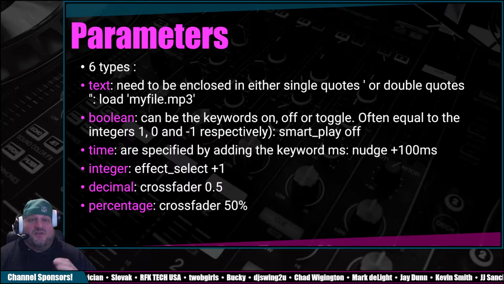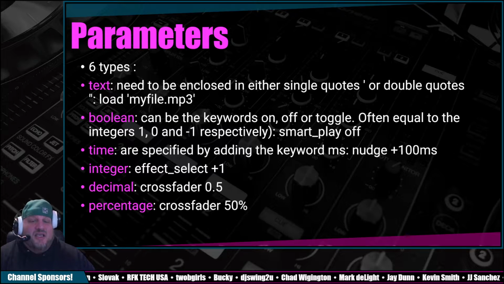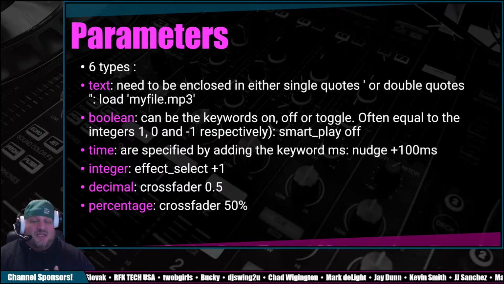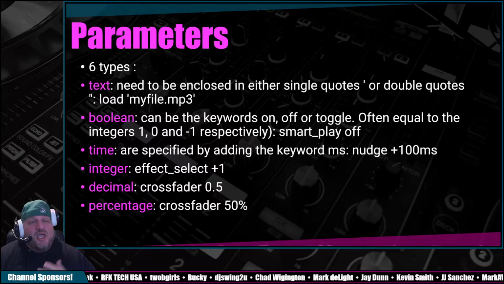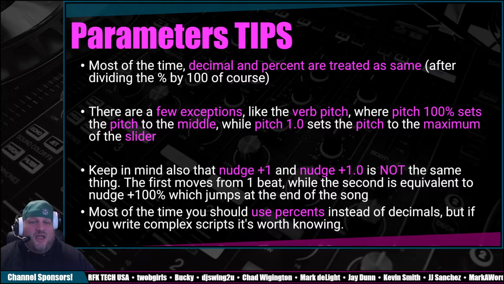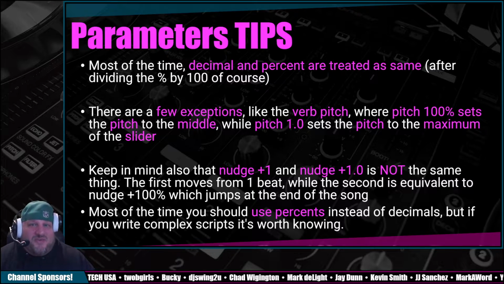Parameters is where it's at. There's six different kinds that you can do: text, boolean, time, integer, decimal, and percentage. And we're going to look at a couple of those in our live demo coming up right after these tips.